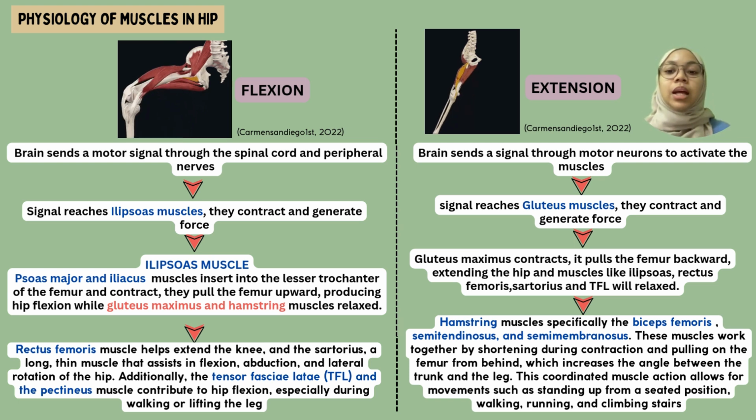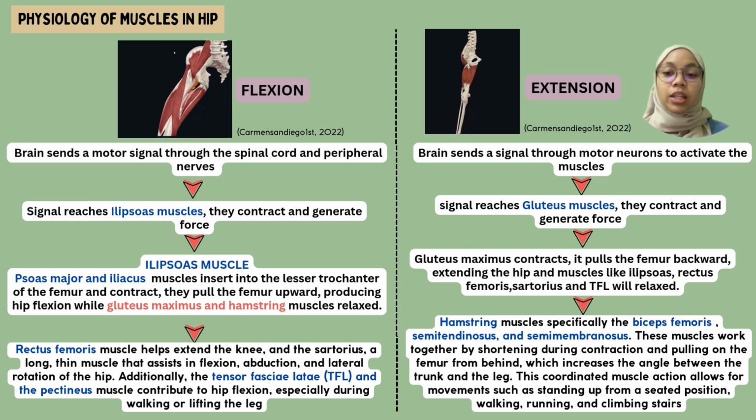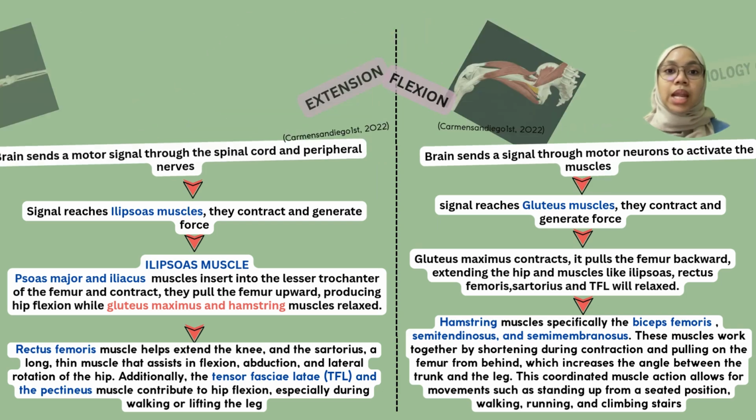In addition, the hamstring muscles, which consist of biceps femoris, semitendinosus, and semimembranosus, will also be involved in this movement. How they work is that when they contract, they will pull the femur from behind, and it allows us to stand from the seated position, walk, run, and climb stairs.